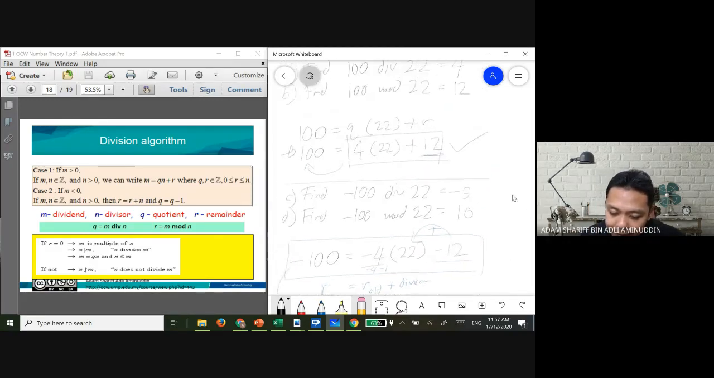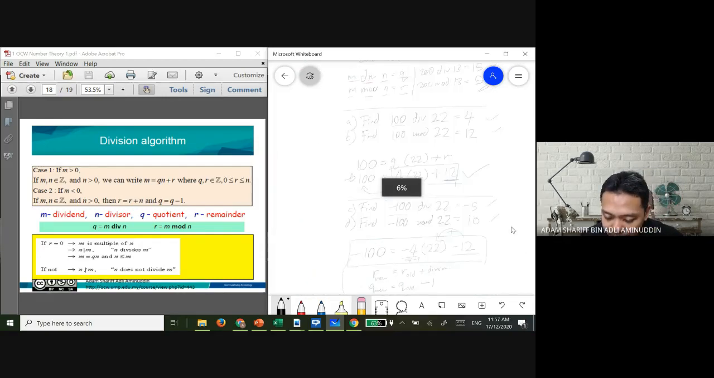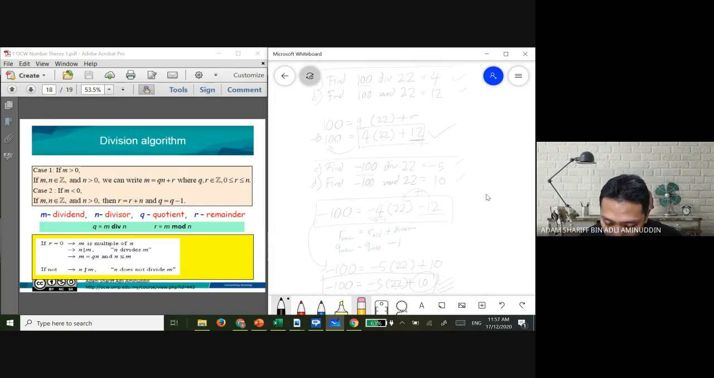Nampak beza jawapan dia? Cuba compare the case where the 100 is positive and when the 100 is negative. Yang ni 4, 12, yang ni negatif 5, 10. So don't let your answer be in this form. In the case of negative dividend, you must process it so that the remainder satisfies the condition. This is how you represent division algorithm correctly.